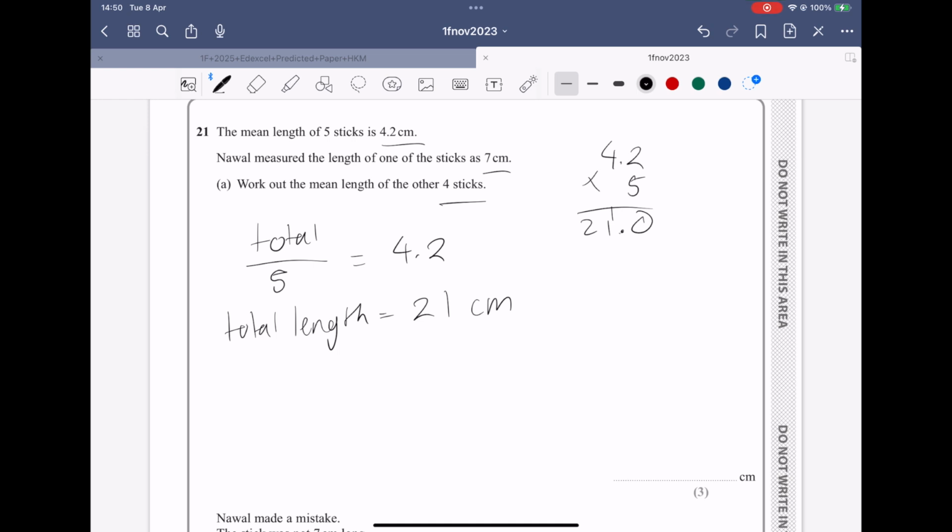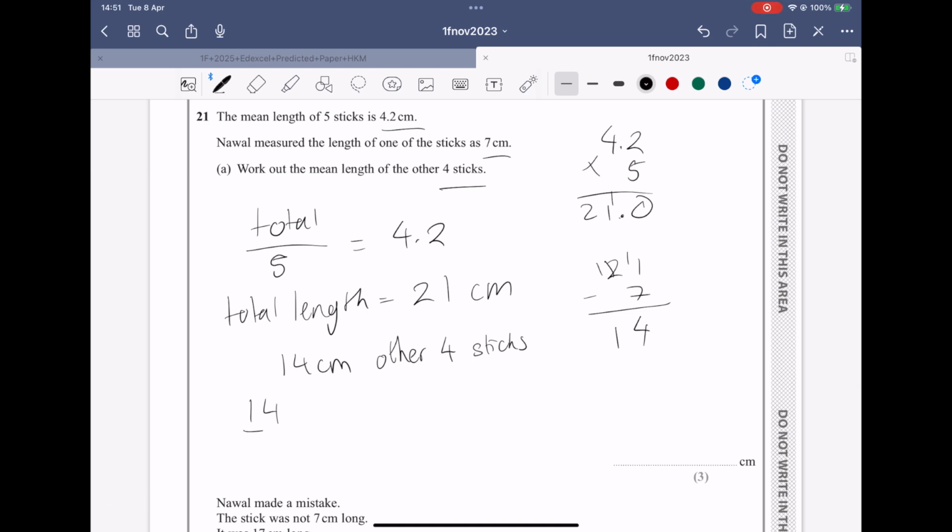Now one of the sticks is 7 centimetres, alright, so we can remove that. So 21 minus 7 centimetres, 14, I don't know why I did that, sorry. So 14 centimetres is the total of the other 4. Alright, so to do the mean of this, we've got 14 divided by 4. That will give us the mean length of the other ones, the average of the other ones. So 14 divided by 4, if we simplify that a little bit, it becomes 7 over 2, which is 3.5 centimetres.